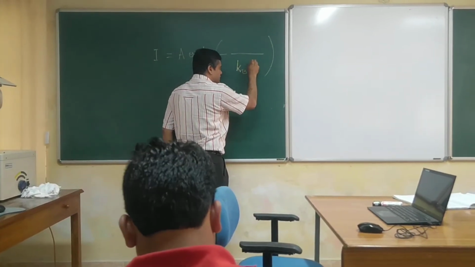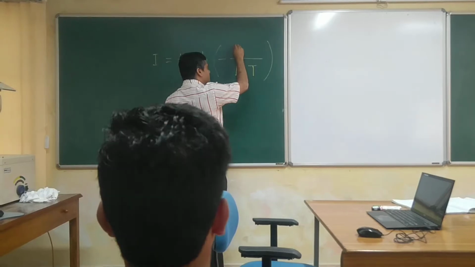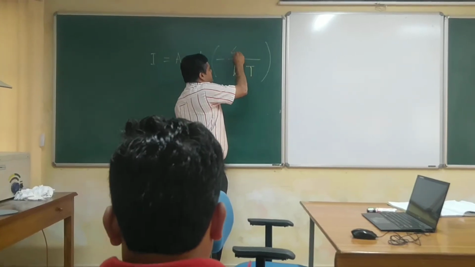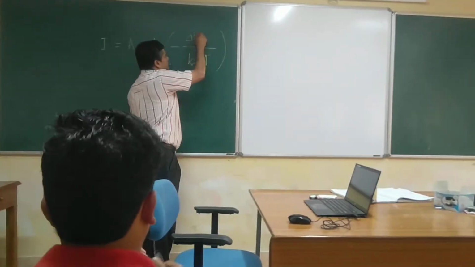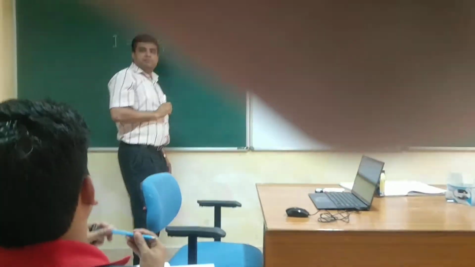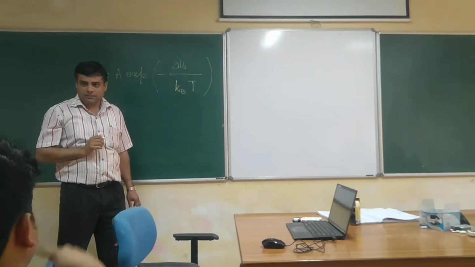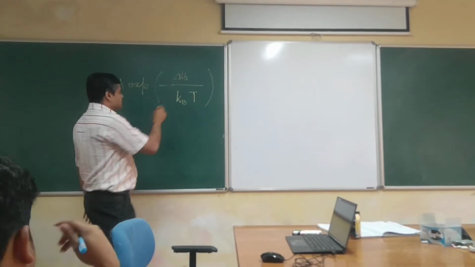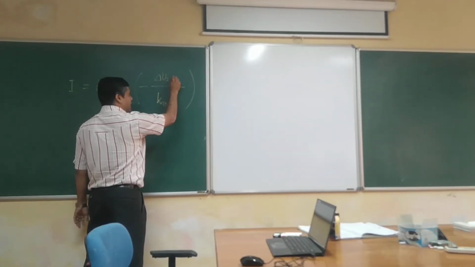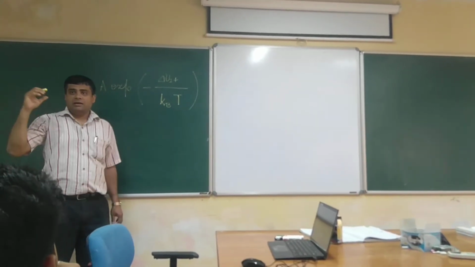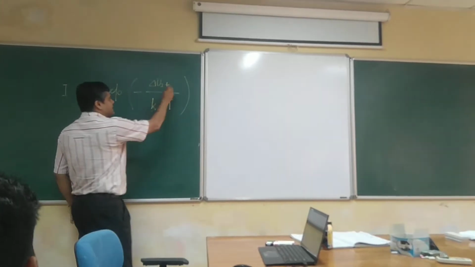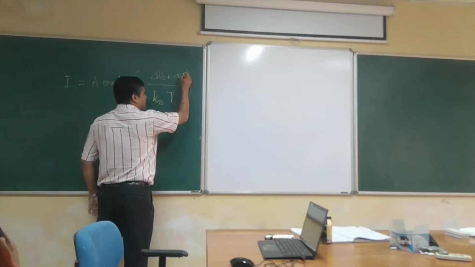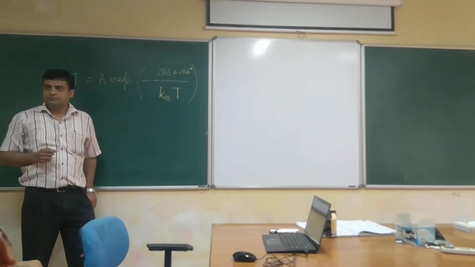In the denominator there is kBT, and in the numerator there are two activation energy terms. One is delta UI. This activation barrier comes from diffusion or jumping across the interface. The other one is the thermodynamic activation barrier for the nucleation, and that is delta G star. In some books it is denoted as W also.